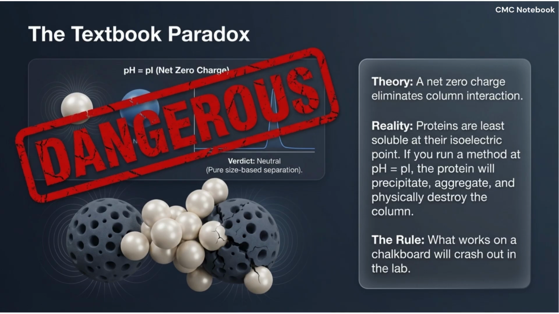While a net zero charge eliminates column interaction, proteins are actually at their least soluble at their pI. If you run at pH equals pI, your protein will likely aggregate and precipitate, which can physically destroy your expensive column.